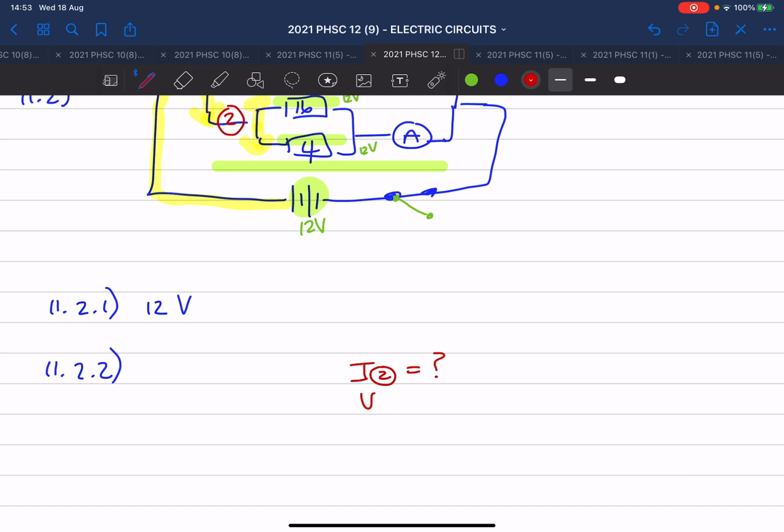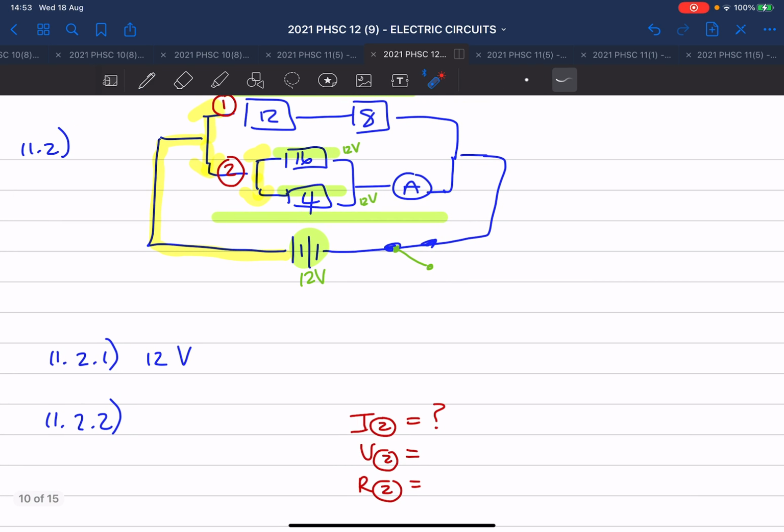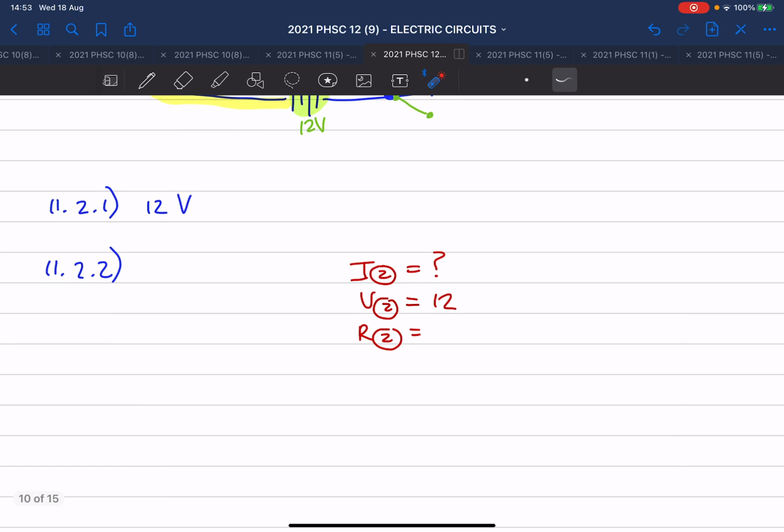So for that, I need the volts of the second branch and the resistance of the second branch. The volts of the second branch, I've already determined it to be 12 volts. So those two get 12 volts. The resistance of that branch, can I just say it's 20? No, they're in parallel. So I must do that 1 over R parallel business.